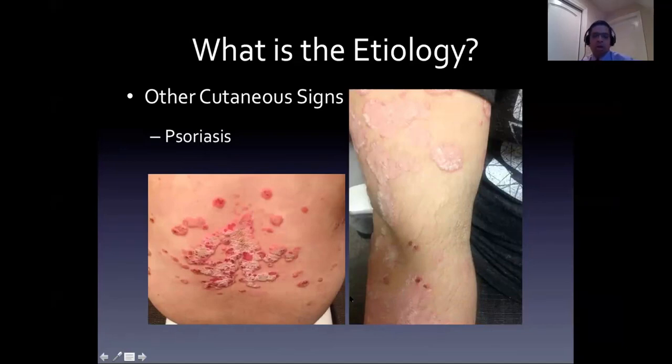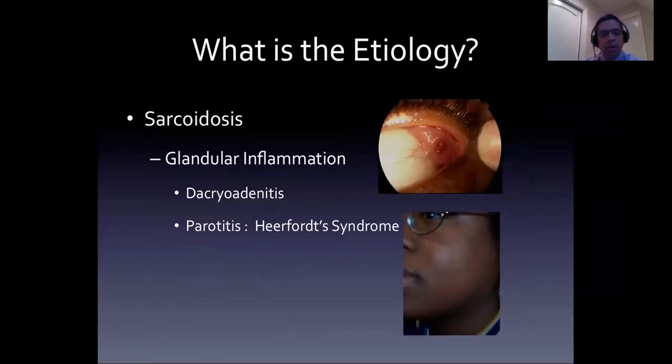Here is a patient who has very severe psoriasis with large plaque-like psoriatic lesions, and this patient had anterior uveitis in both eyes, and this patient was HLA-B27 positive. This can give you a clue as to the etiology.